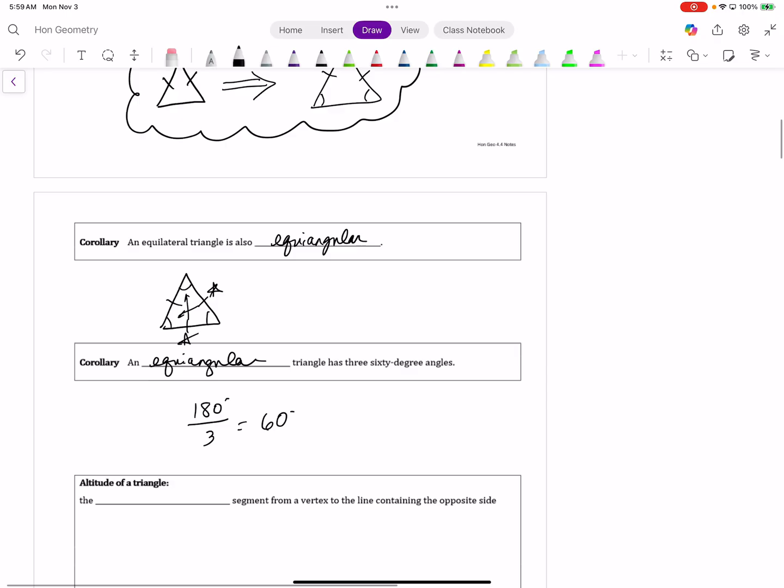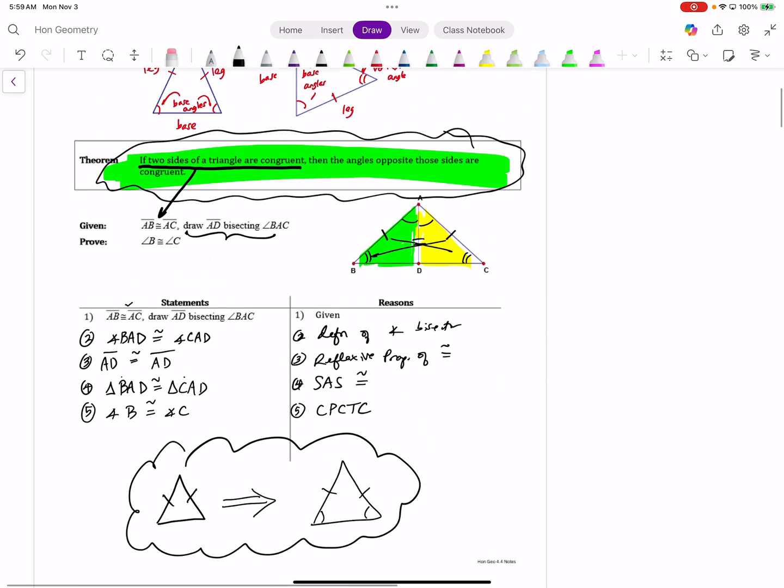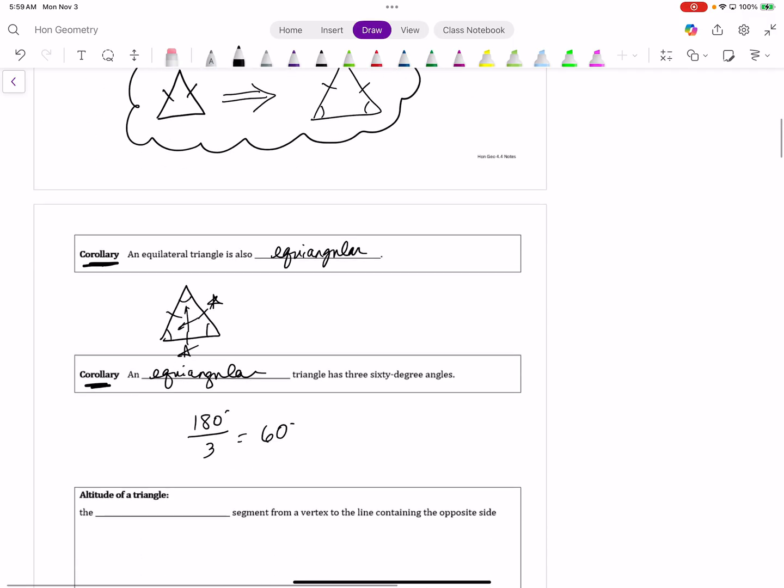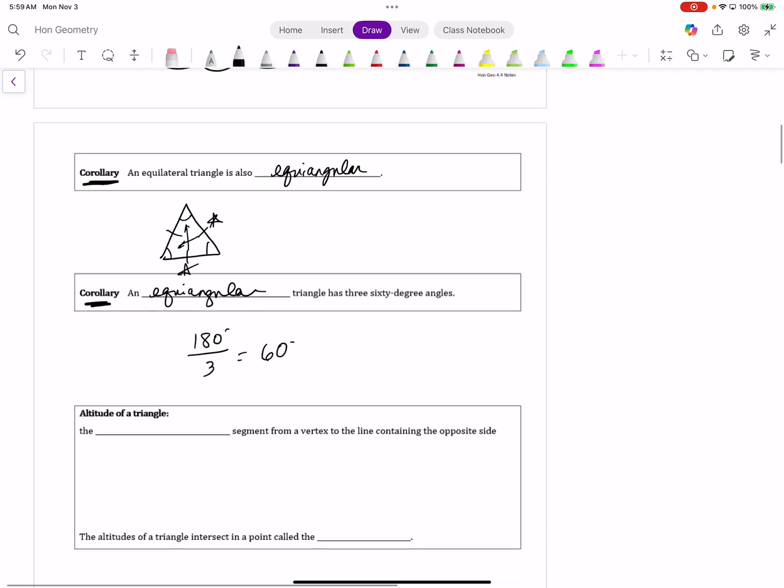Okay? And I think we've talked about corollary. A corollary is just something that's so closely correlated to a theorem that it's not a new theorem, but it's based on the theorem we just did. Like, those easily and readily appear because of that theorem.